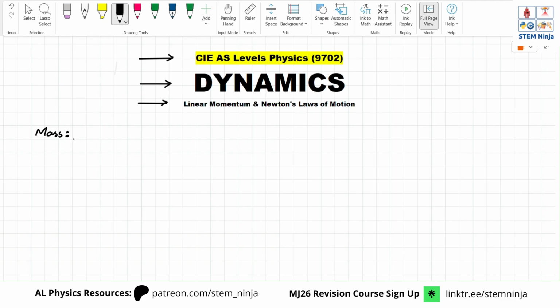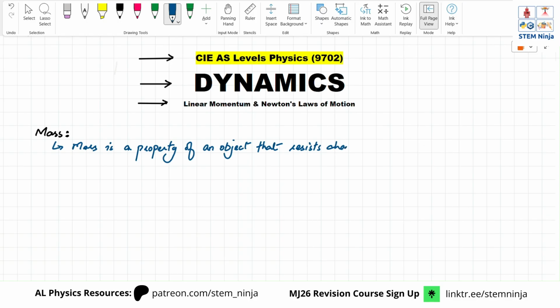We all know mass, that it's a measure of quantity of matter. However, that is also mass is a property of an object that resists change in motion. Now, this is the definition that the examiners are looking for in A-level physics, because we're talking about dynamics now. We're not talking about the quantity of matter anymore. Since this is related to force is equal to mass times acceleration, we want to know how mass comes into play there. So it's a property of an object that resists change in motion.